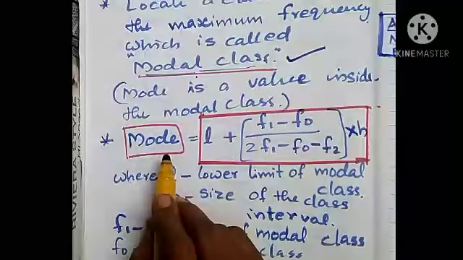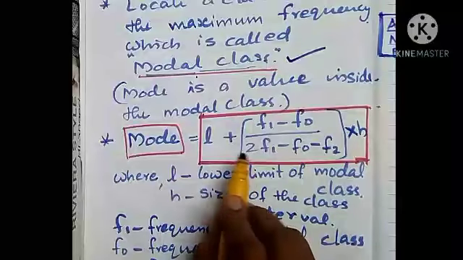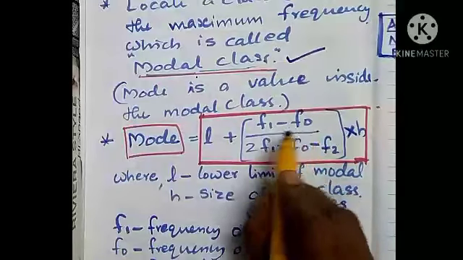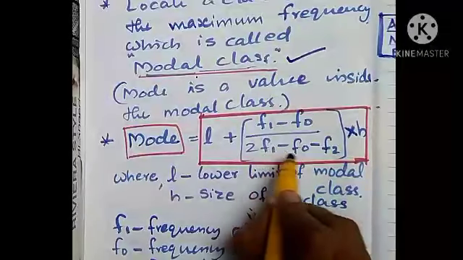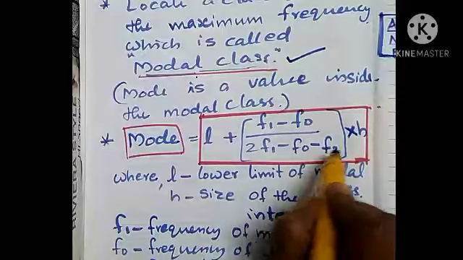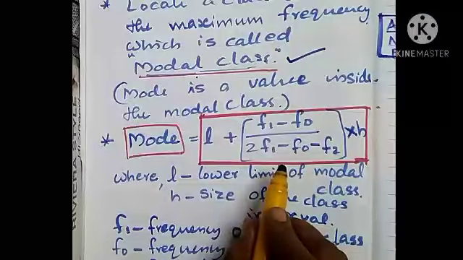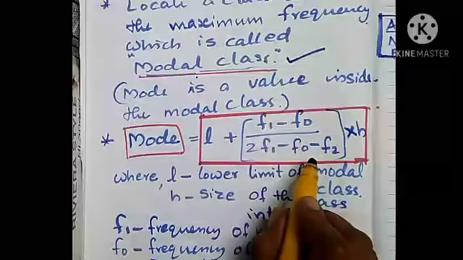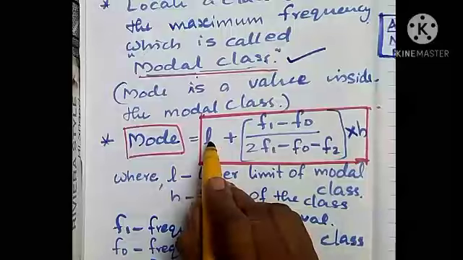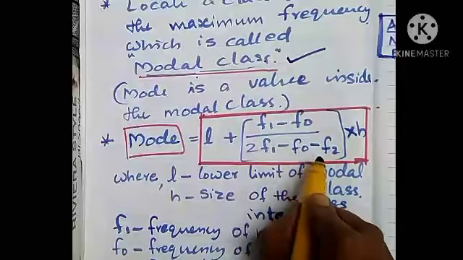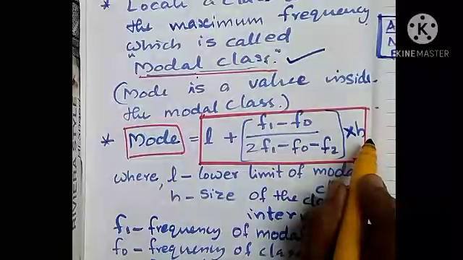Now we can calculate mode by using this formula. Mode equals L plus (F1 minus F0) by (2F1 minus F0 minus F2) into H. You need to learn this formula by heart. It is very important, a direct application of the formula. Mode means L plus (F1 minus F0) by (2F1 minus F0 minus F2) into H.